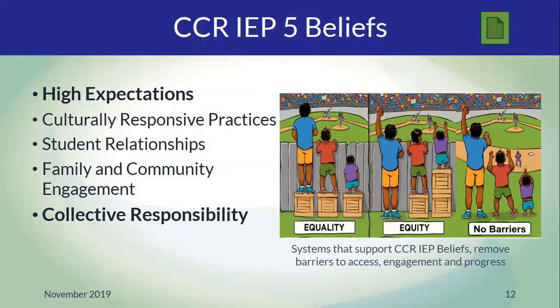for monitoring student progress. Likewise, effective progress monitoring is a collective responsibility involving multiple educators, students, and families. Student progress is best realized when special and general educators, as well as students and families, share that collective responsibility for monitoring progress and for using progress data to make instructional decisions. For more information on these 5 beliefs, visit our CCR IEP resources page. There's a handout available, and again, there is an icon in the top right corner of the screen that you can use to directly access more information.